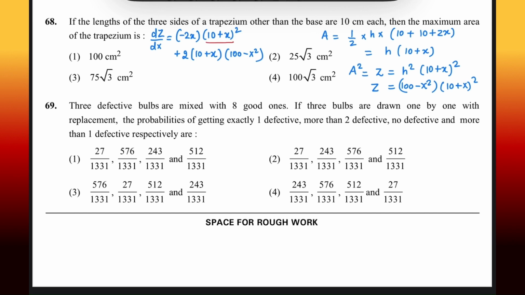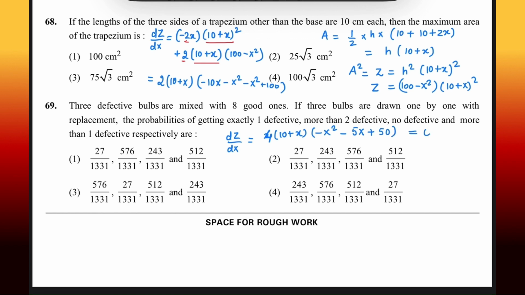Then you can take out 10 plus x common, right? 2 is also common in both the terms. So you can take out 2 common, 10 plus x common, and finally you are left with minus 10x minus x square, and then minus x square plus 100. So what is dz over dx finally after simplification? It is 2 times 10 plus x times minus x square minus 5x plus 50, right?